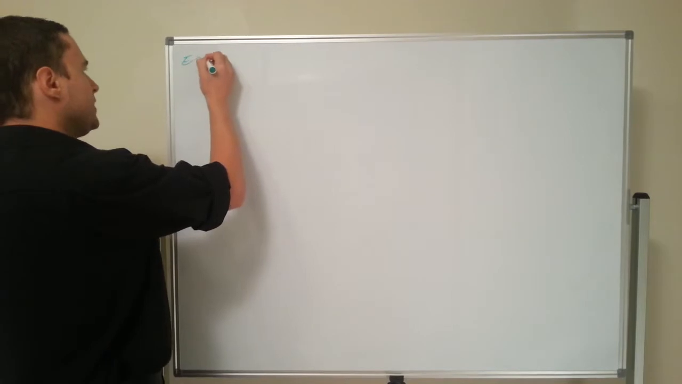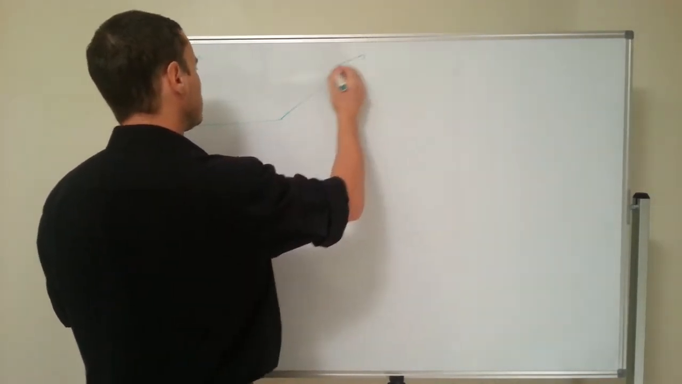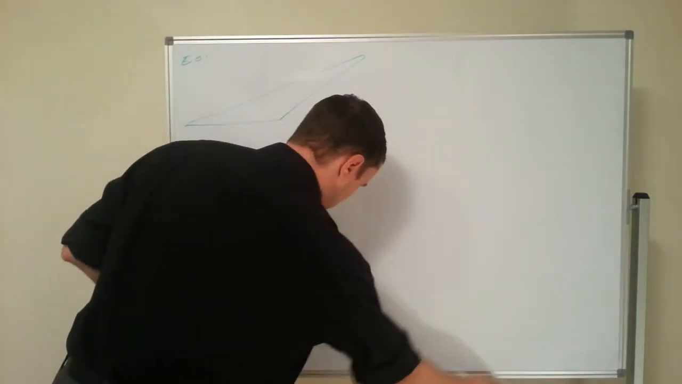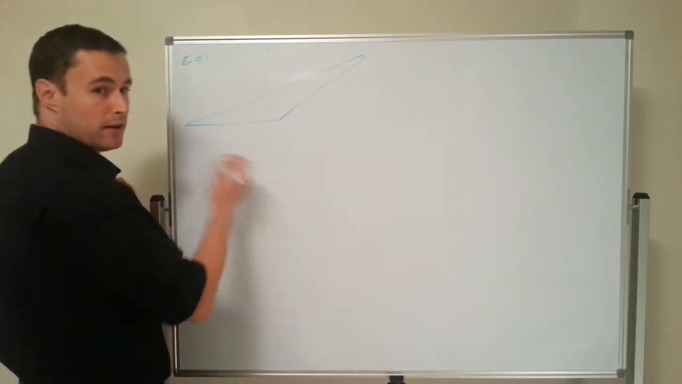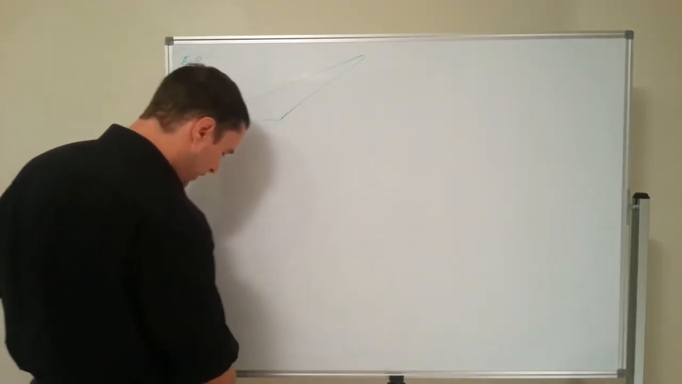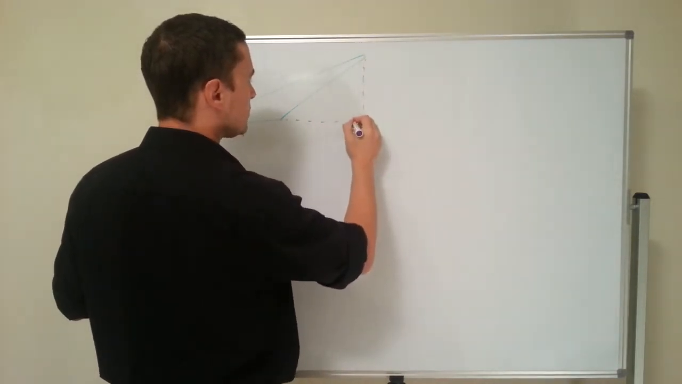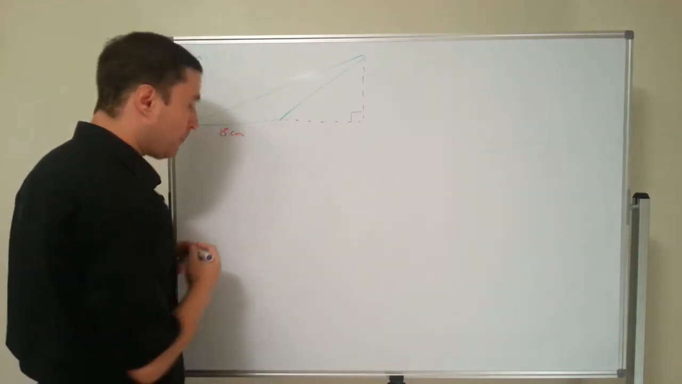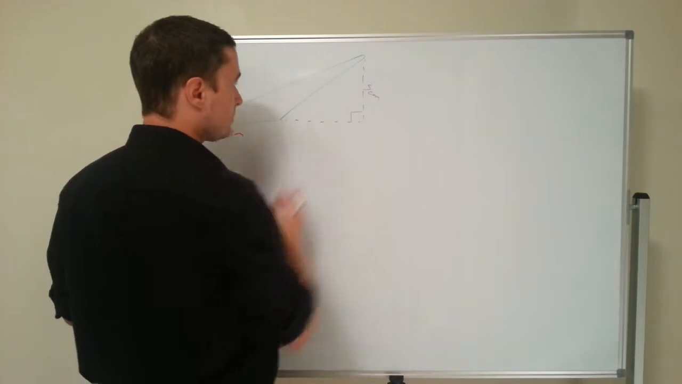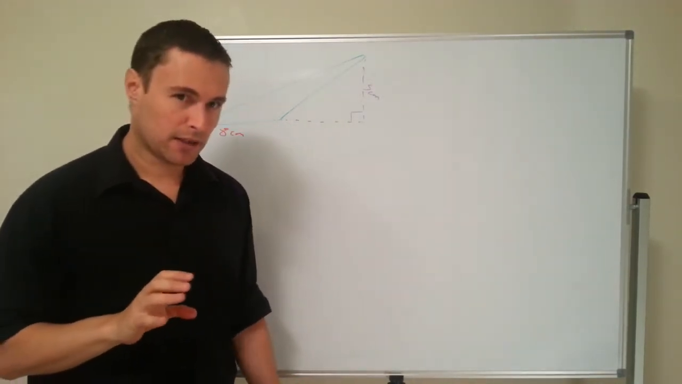The next example, example 2, if I've got a triangle that looks like this, it's not a right angle triangle, and I've got this. This is 8 centimeters, and if I extend this line out here, and then drop a line down like this, so it becomes a perpendicular, my perpendicular height is 5 centimeters.